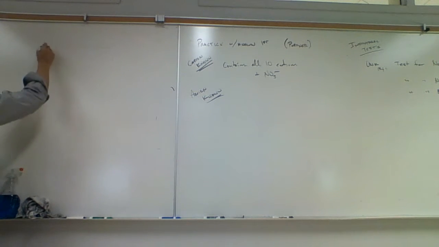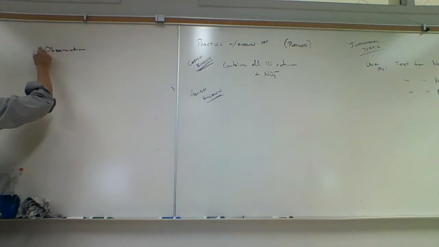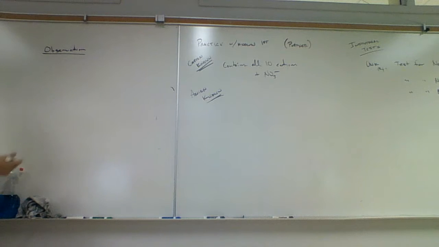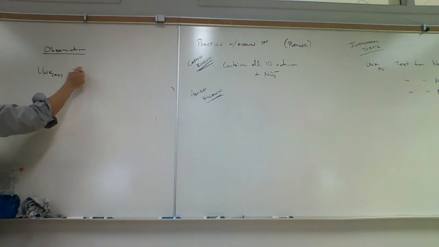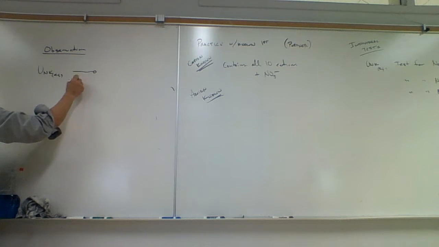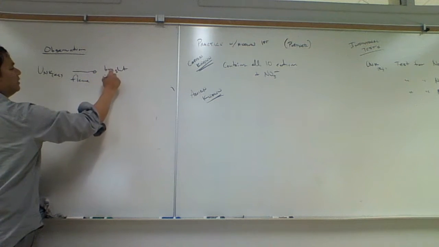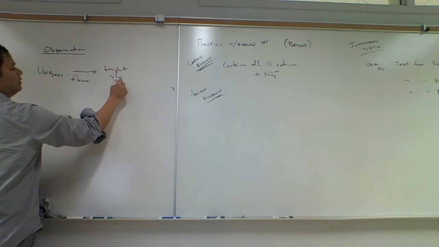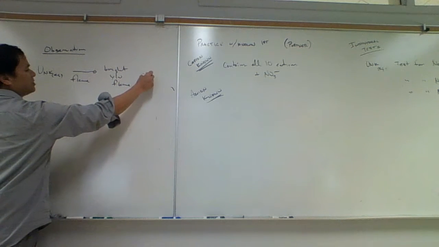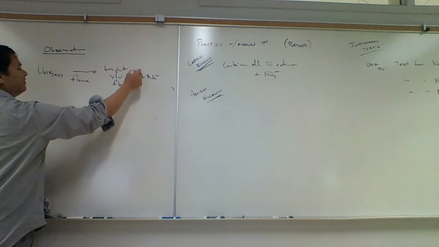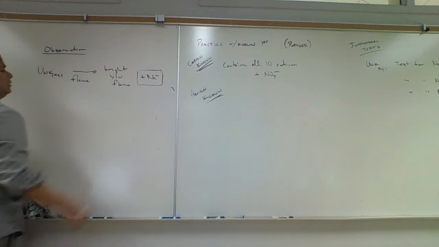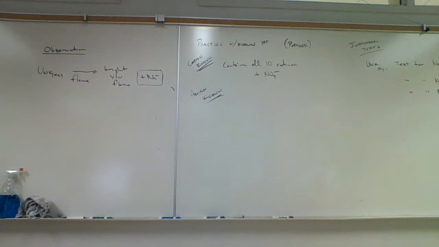And for sodium, we look at what we're observing, so we'll call this the observation. The observation is we take some unknown aqueous solution, we put it on the wire and throw it into the flame. And we get a bright yellow flame. And that would be a positive test for sodium.